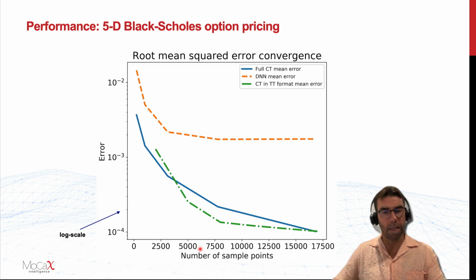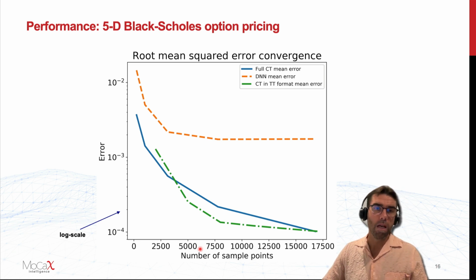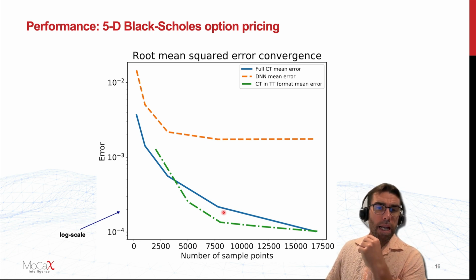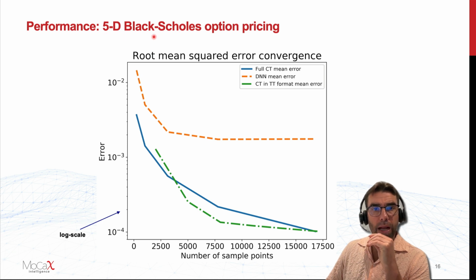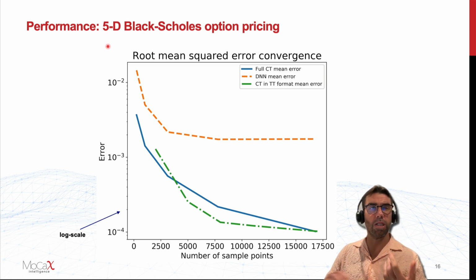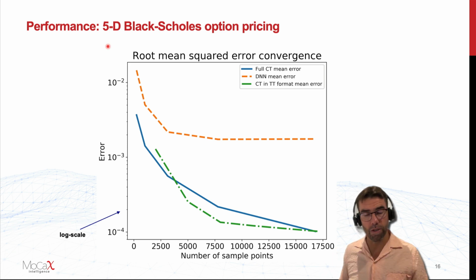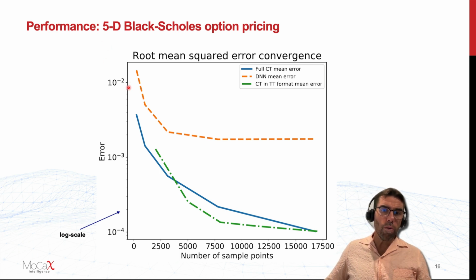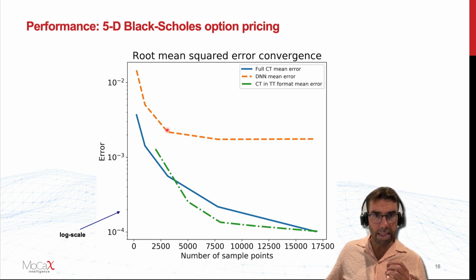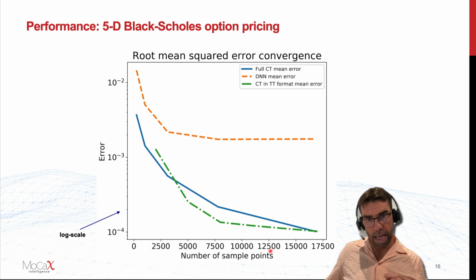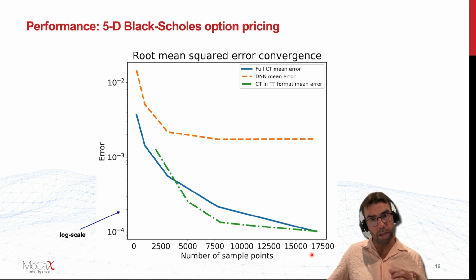Now, I'm not going to go into more specifics, but I can show you an illustration of the results when you use these types of things. We have sampled a Black-Scholes option pricing function in 5 dimensions, which are, if I remember well, the spot, the strike, interest rate, time to maturity, and volatility. If we do it with a DNN, we see this type of behavior. Here, the horizontal axis is the number of sample points, and the vertical axis is the error on the log scale.